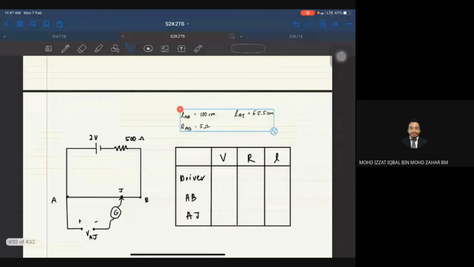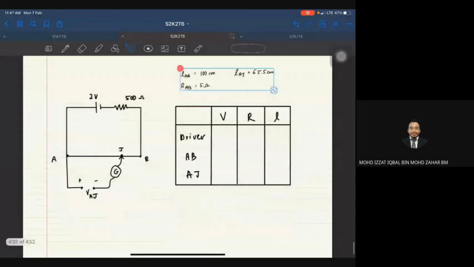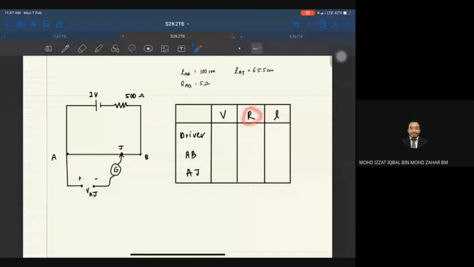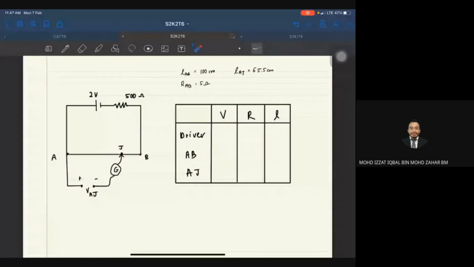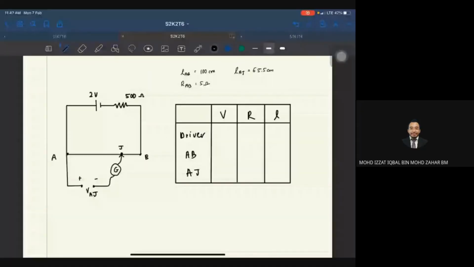Now you can see that I divide the table into 3 parts: voltage, resistance, and length. On the left hand side there is driver, AB, AJ, in case there are others. So for the first part, the driver is in yellow. I highlighted again what I highlighted earlier. That was for the driver, the green is for the whole length, and the blue is for AJ.